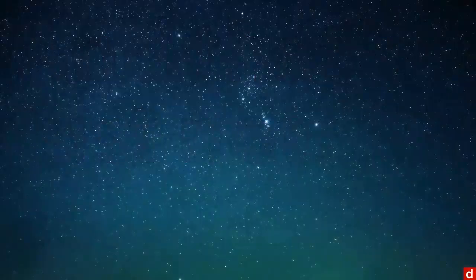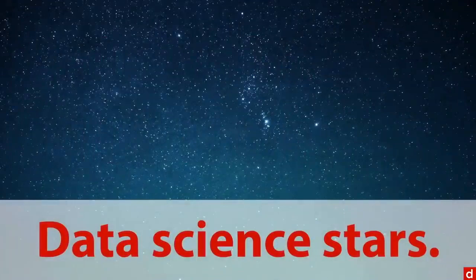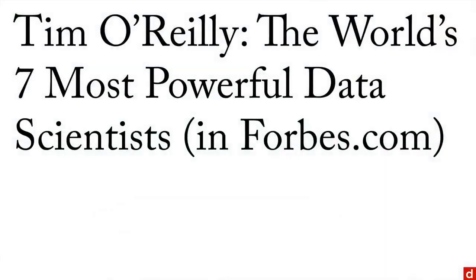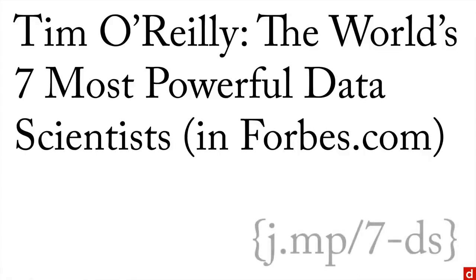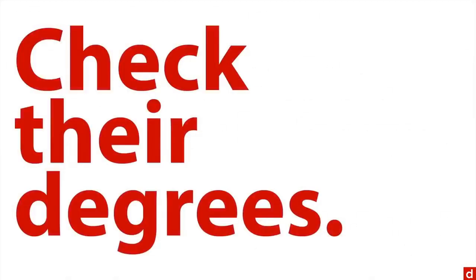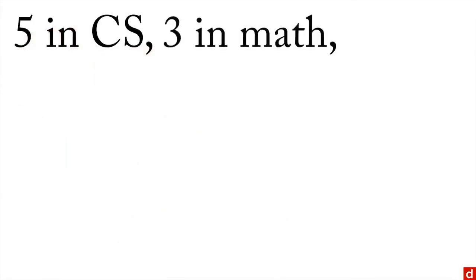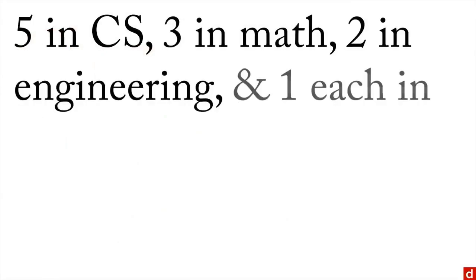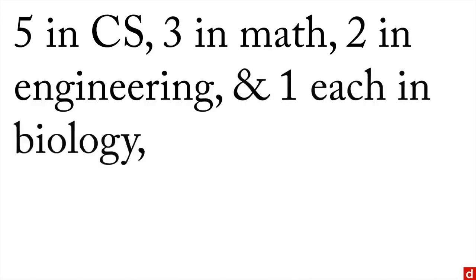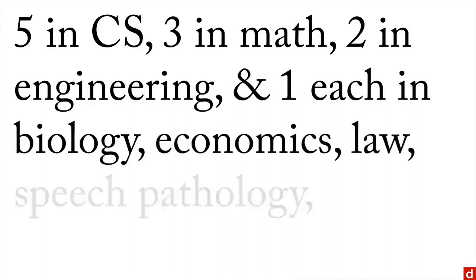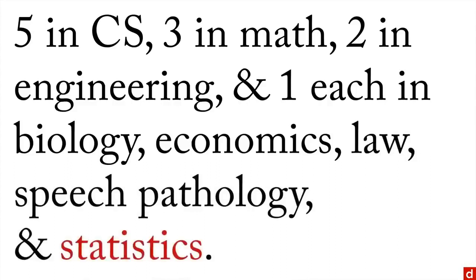Say, for instance, we take a look at the data science stars, the superstars in the field. We go to a rather intimidating article. It's called The World's 7 Most Powerful Data Scientists from Forbes.com. And you can see the article if you go to this URL. There's actually more than 7 people on the list because sometimes he brings them up in pairs, but let's check their degrees, see what their academic training is in. If we take all the people on this list, we have 5 degrees in computer science, 3 in math, 2 in engineering, and 1 each in biology, economics, law, speech pathology, and 1 in statistics.